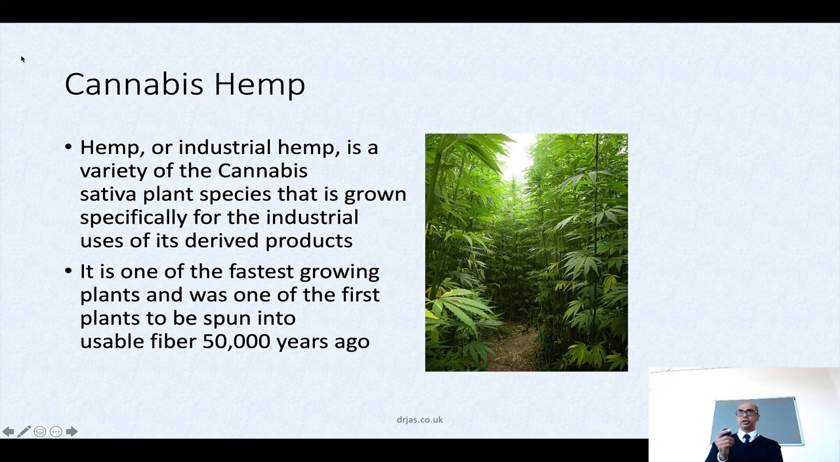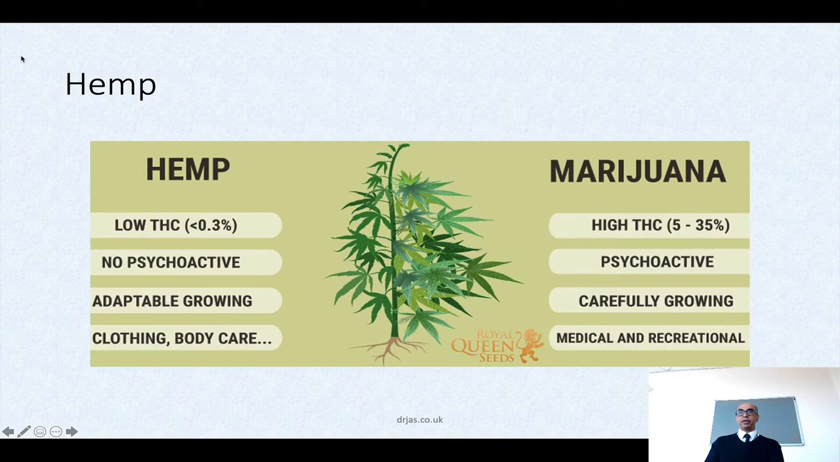So just to contrast cannabis with hemp. Hemp is something you may well have heard of in terms of clothing. Hemp, or industrial hemp, is a variety of cannabis sativa that is grown specifically for industrial use. It's a very fast-growing plant, and it's been used to spin into fibres for a long time. A big difference between hemp and what's called marijuana, or the stuff that is smoked and used and abused, is that hemp has very low concentrations of THC, which we will go on to talk about. It's not psychoactive, it's easily grown, and it's used for clothing and lots of other products.